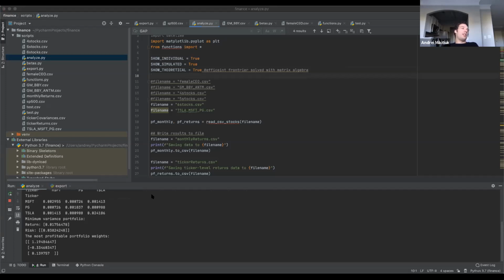Okay, so you see the black dots, those are our three stocks. This is Microsoft, this is Tesla, this is Procter & Gamble. So this is our simulation, and this is the real efficient frontier. So you see quite quickly the difference between simulation and the theoretical efficient frontier.